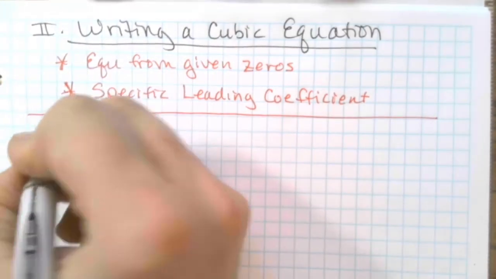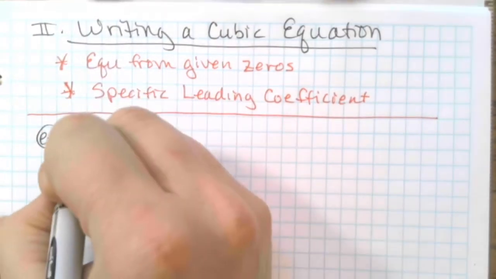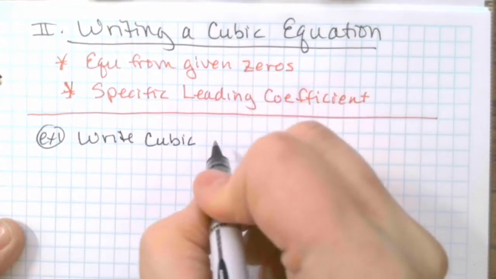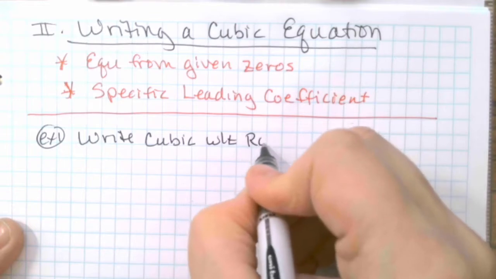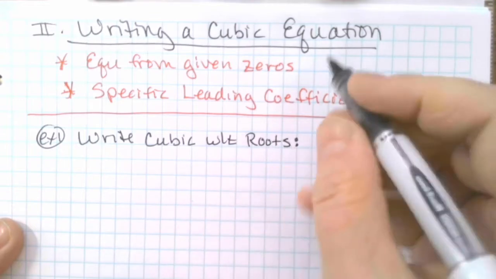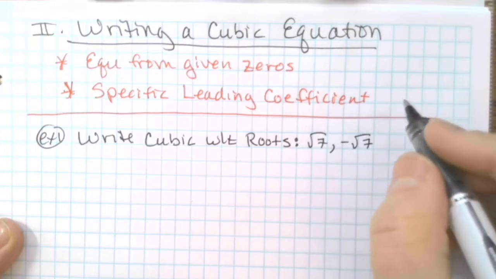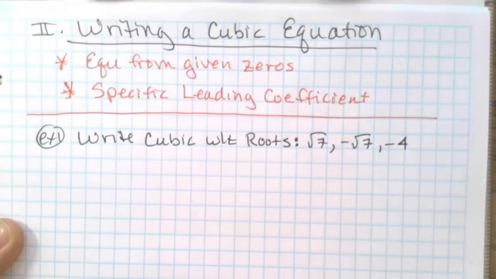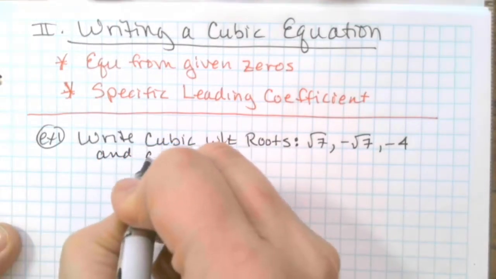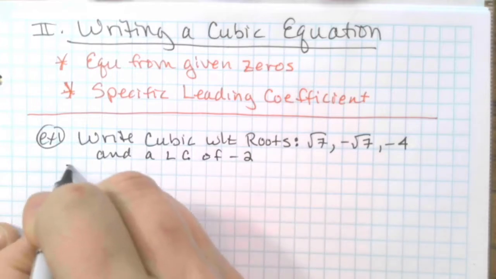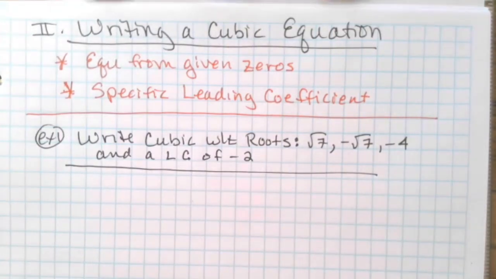Example 1. All right, we're going to write a cubic with the roots radical 7, negative radical 7, negative 4, and then here's where the leading coefficient comes in, a leading coefficient of negative 2. That's our mission.